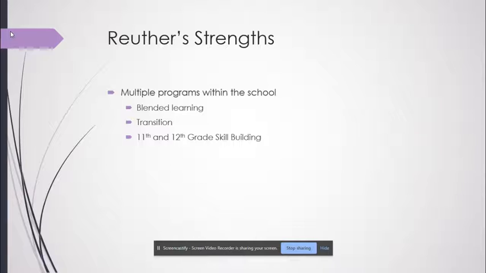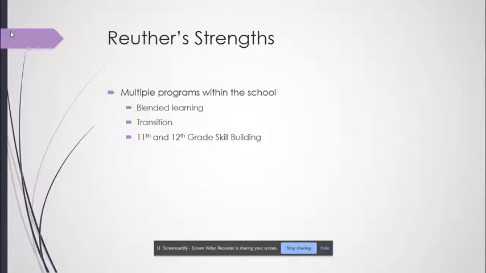Transition is the second program, which is a half-day program, so half the students report in the morning and the other half report in the afternoon. This program is designed for students who are unable to make it through a full day of school. This is in an isolated setting, and the students work solely online to complete their coursework.